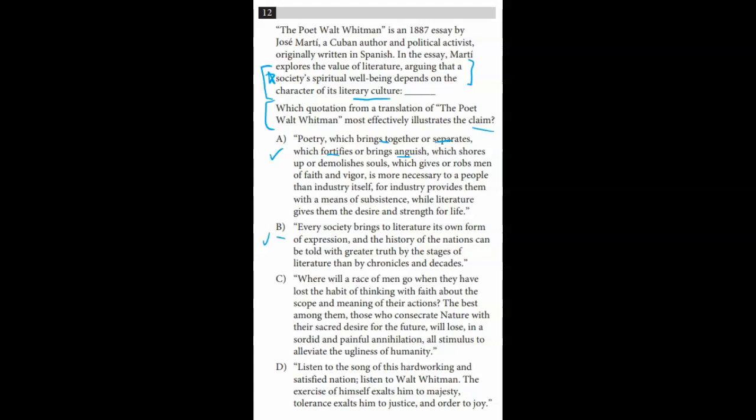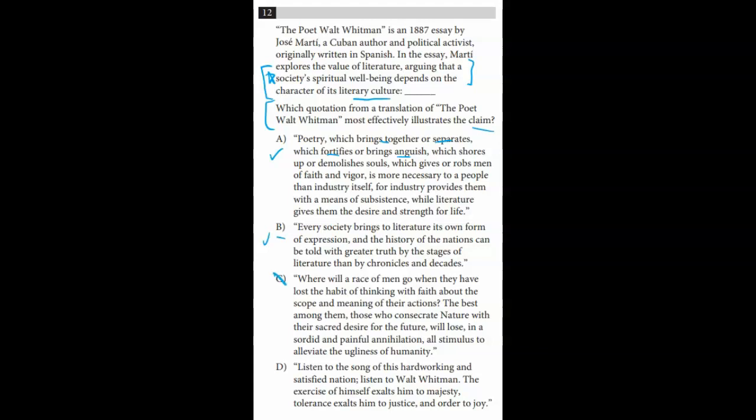how literature can affect society, because you can see as society's transition go up or down, you can see that reflected in literature. So B's good. Where will a race of men go when they have lost the habit of thinking about faith and the scope and meaning of their actions? The best among them, those who consecrate nature with their sacred desire for the future, will lose, in a sordid and painful annihilation, all stimulus to alleviate the ugliest. I don't like that one.